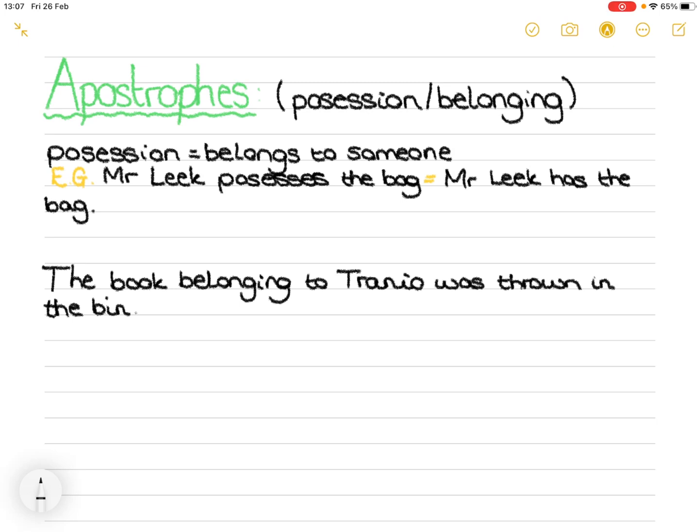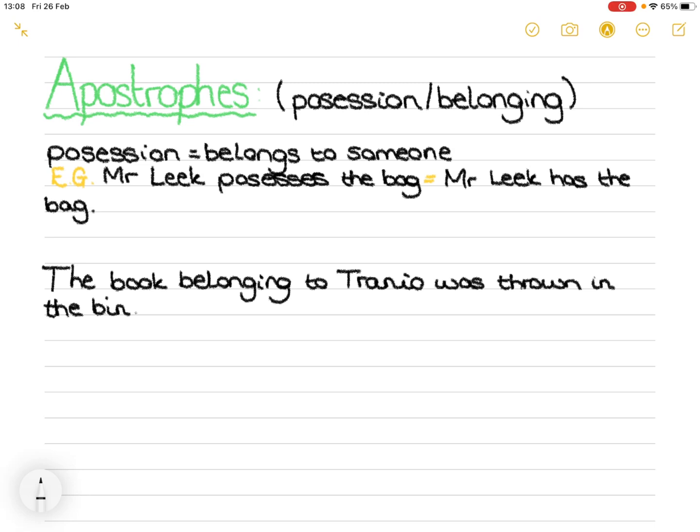So possession basically means that it belongs to someone who has control of or who has ownership of a certain item. So Mr. Leek possesses the bag would be Mr. Leek has the bag, it's his bag. Okay, and we'd use an apostrophe, we'd say Mr. Leek's bag.